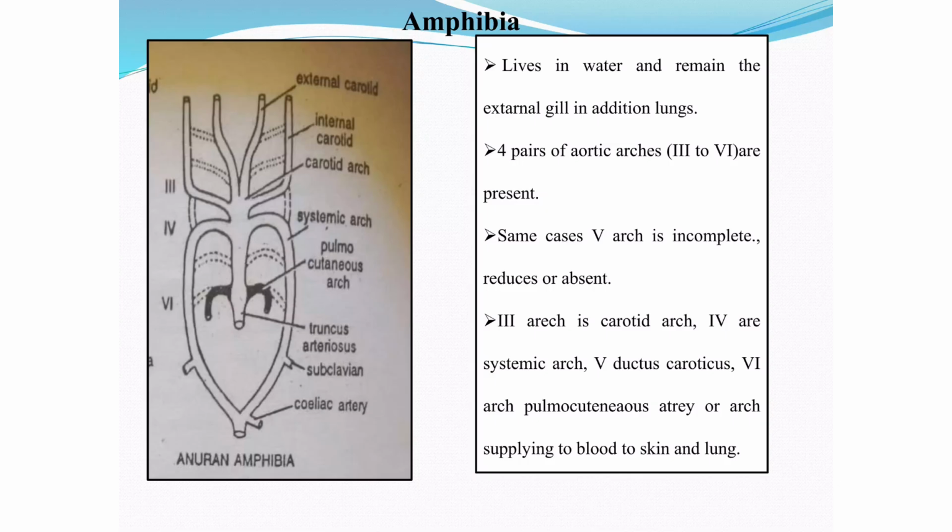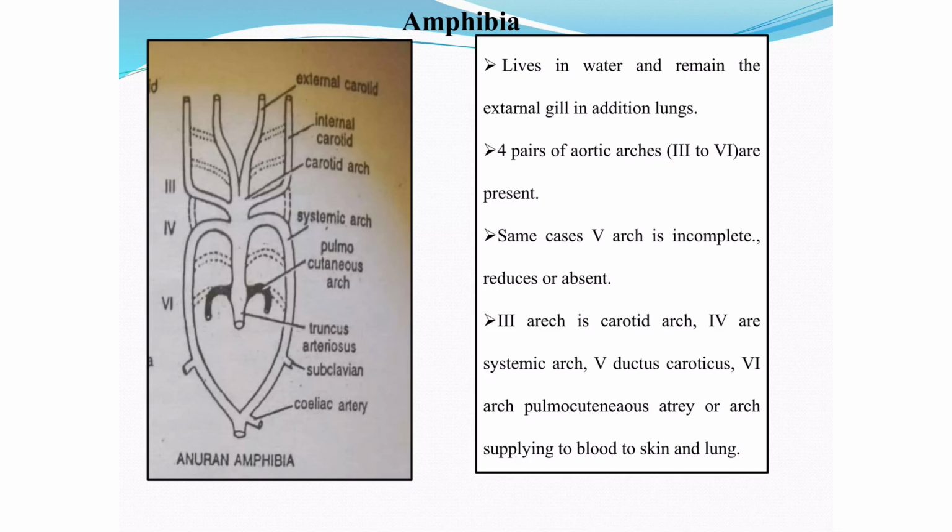Here, amphibians aortic arches. Urodeles or tailed amphibians live in water and keep their external gills permanently along with lungs. Their aortic system partly changes from that of fishes. Usually four pairs of arches, third, fourth, fifth, sixth are present, but in some species, the fifth arch may be incomplete or reduced.